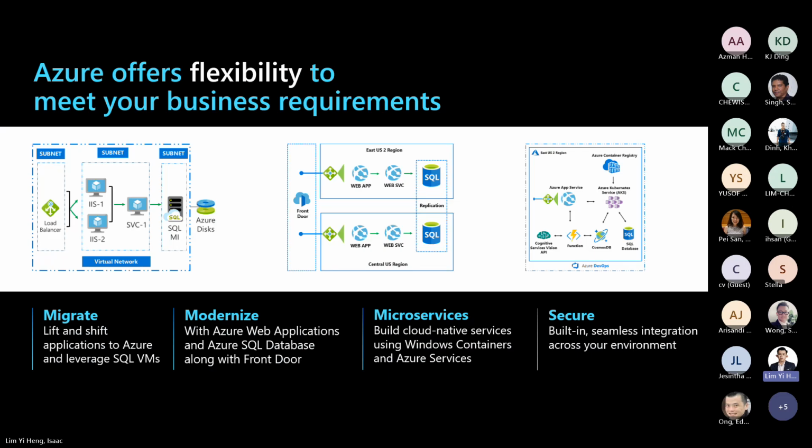So to get started, these will be the 4 steps that we use. First is to migrate by lift and shift the applications to Azure and leverage the SQL VM. The second option is to modernize with the Azure Web Application and Azure SQL DB along with the bundle. The third option will be building cloud native services using Windows containers and Azure services. And lastly, to secure the environment by the built-in and seamless integration across the environment.